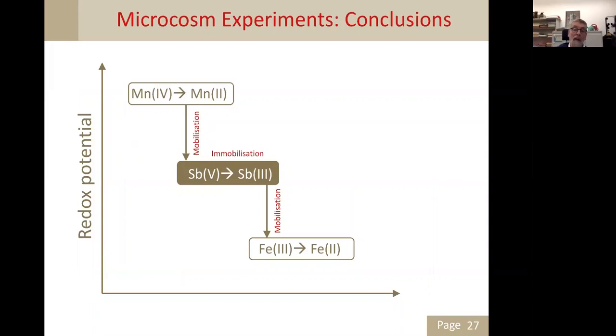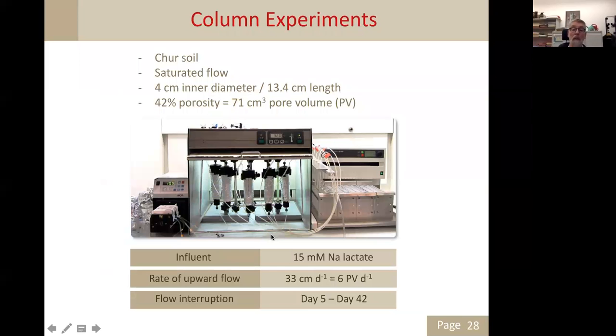So I'll summarize our results and conclusions from these experiments. We hypothesize that first, when the redox potential decreases, there is a reduction of the manganese, with that mobilization of antimonate that is bound to the manganese. Then if it drops further, the antimonate is reduced to antimonite. And when the redox potential decreases even further, antimonite is sorbed on the iron oxides, and when these get dissolved by reduction, we get again mobilization, but now of antimony 3.